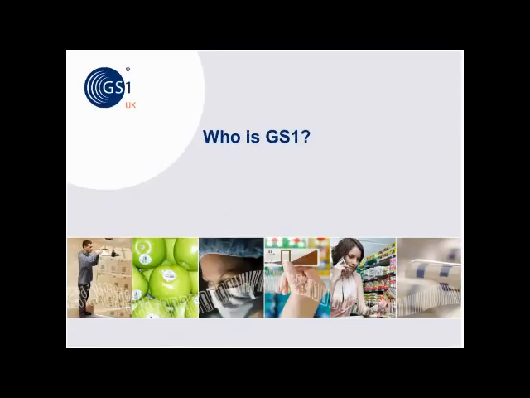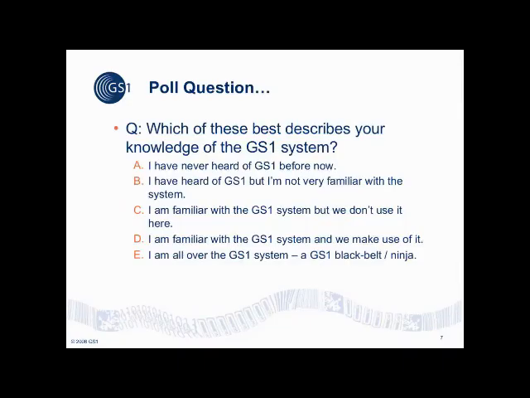Okay, so if we start with who is GS1, the first thing I'd like to try and do is gain some insight into the audience's understanding of GS1 and the GS1 system. So if we can move, please, Zilla, to the second poll. There it is. Yep, absolutely, Chris. So the second poll, again, bottom right hand of your screen is where you can vote. Which of these best describes your knowledge of the GS1 system?